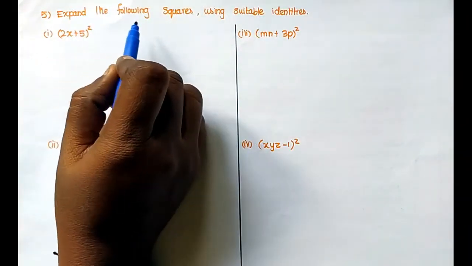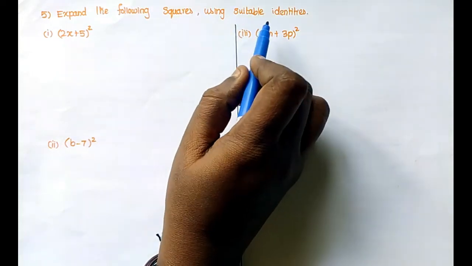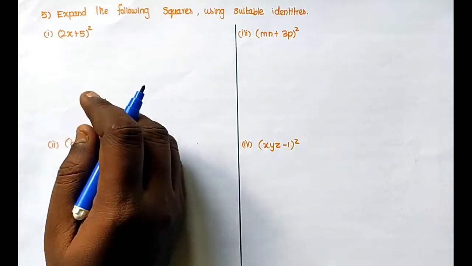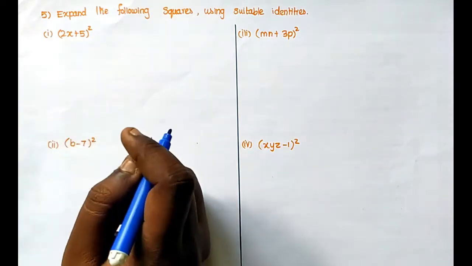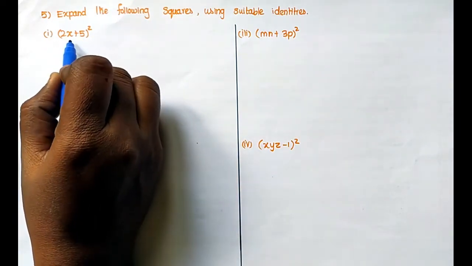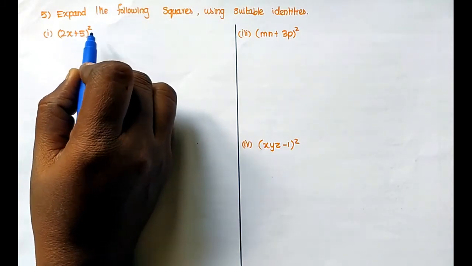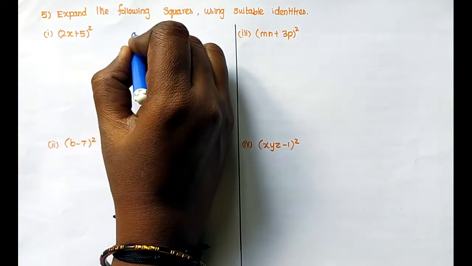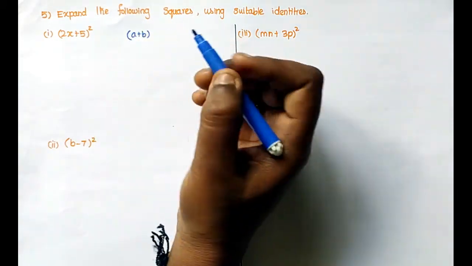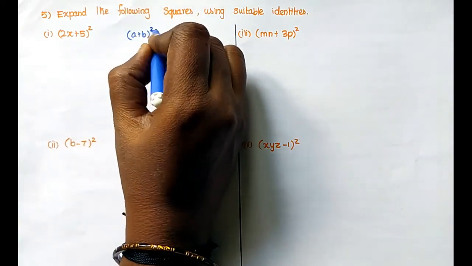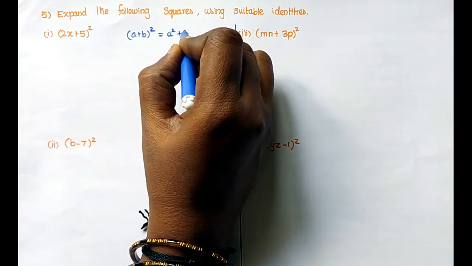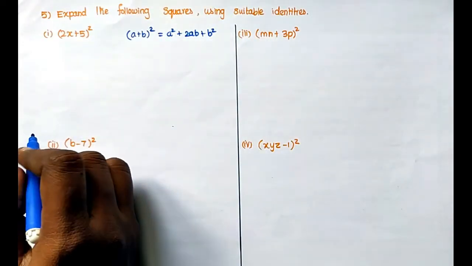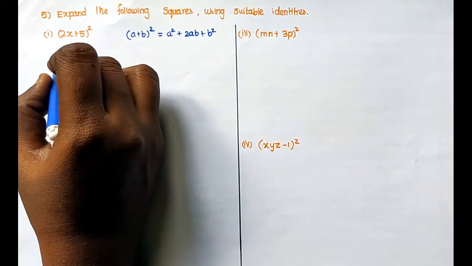Fifth sum, expand the following squares using suitable identities. Given the squares, we have to apply the suitable identities. Listen, (2x + 5) whole square. Which identity is this? (a + b) whole squared equal to a squared plus 2ab plus b squared. This identity is suitable for that.